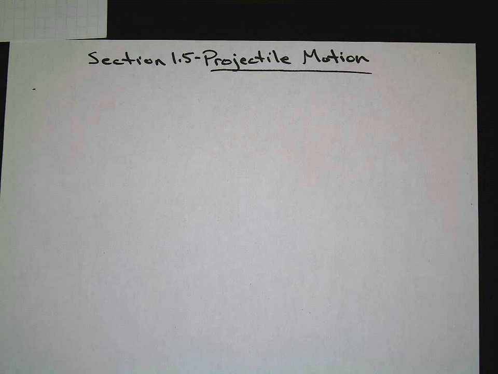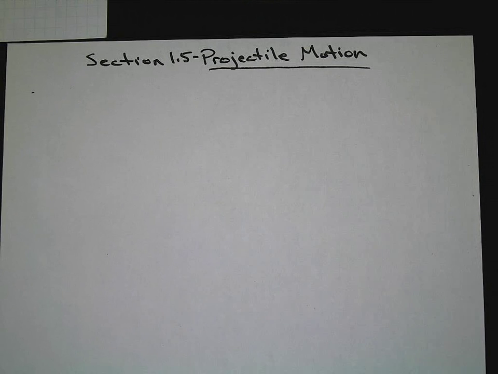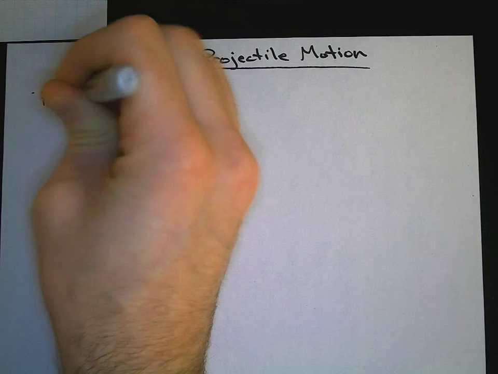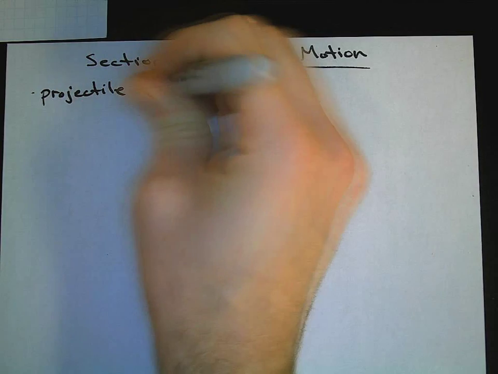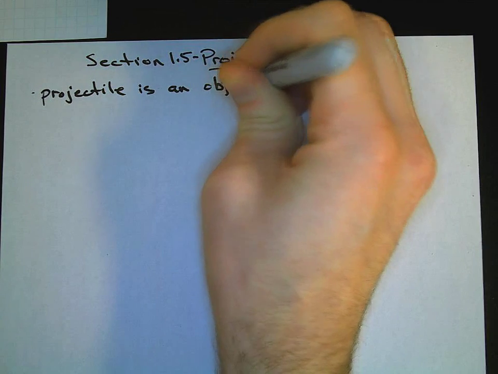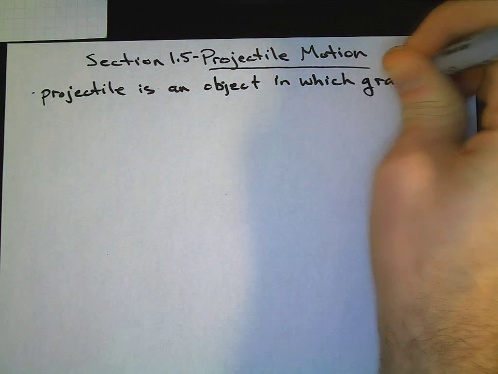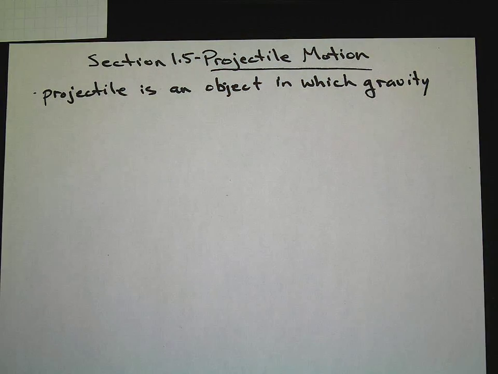Good news is we're on section 1.5 on projectile motion. And recall from grade 9, not grade 9, my apologies, that is the force of habit. Recall from grade 11 that a projectile is any object on which gravity is acting, and gravity is the only force acting on it.